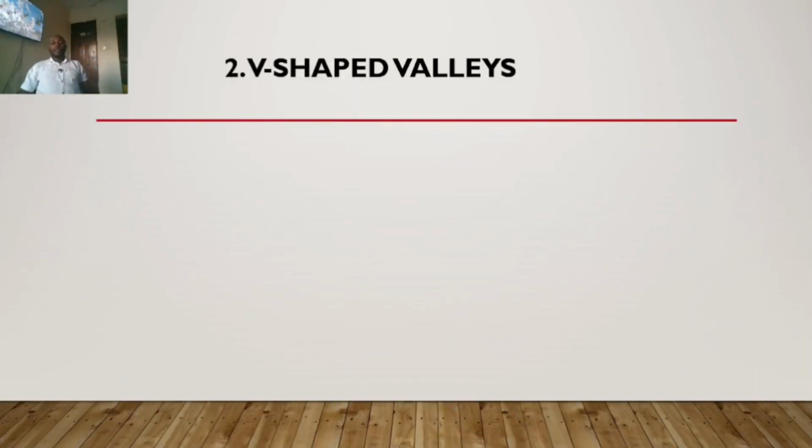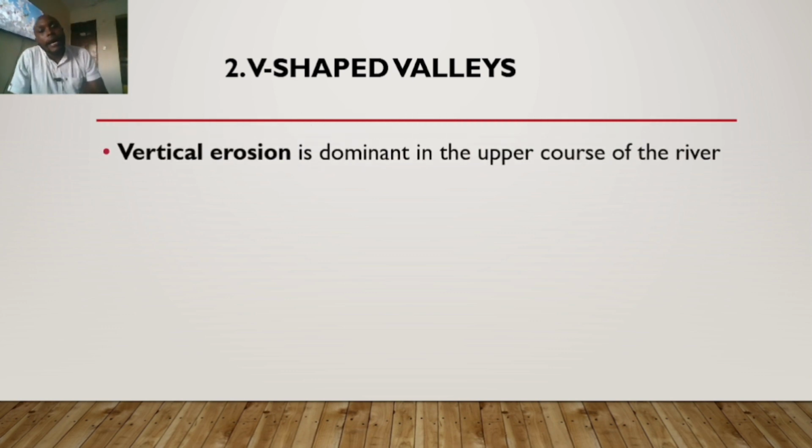Now let's go to the next one. Actually, let me say the third one because we've talked about waterfalls and gorges. V-shaped valleys. All right, how do they form? Now, remember, in the upland side of the river, in the upper course of the river, vertical erosion is dominant. And when you talk about vertical erosion, it's like erosion is taking place and deepening the river.